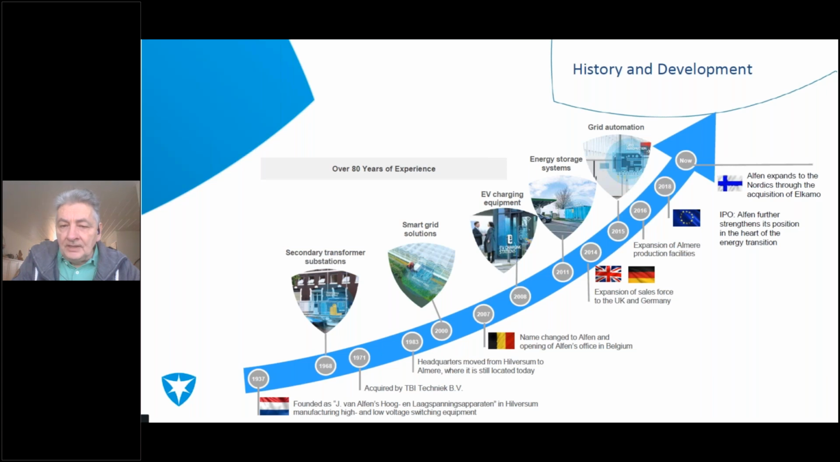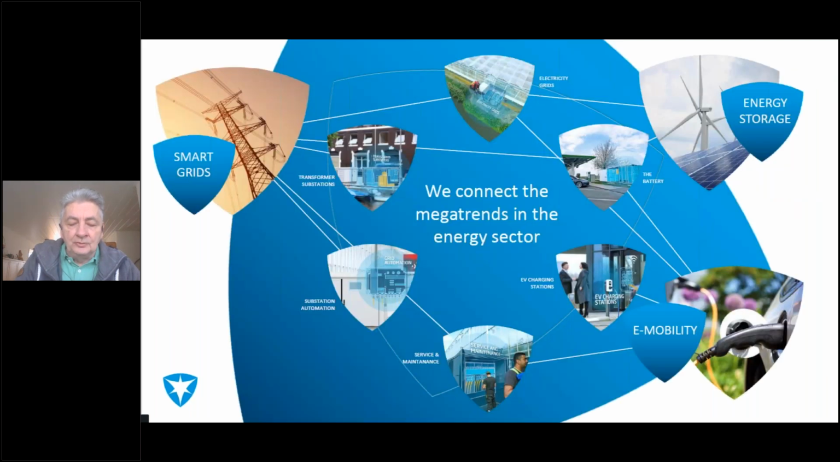And a couple of years ago, we added the energy storage systems and grid automation to that. And as of 2018, Alfen is a public company listed on the Amsterdam Stock Exchange. And if you look at our product portfolio, we are quite centered in the energy transition world with our smart grids, our e-mobility, and our battery storage systems.